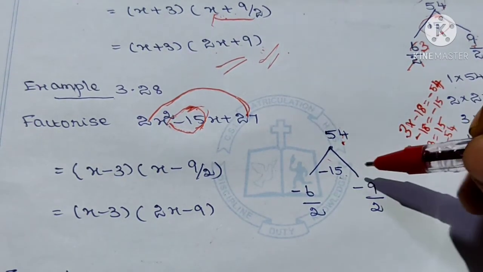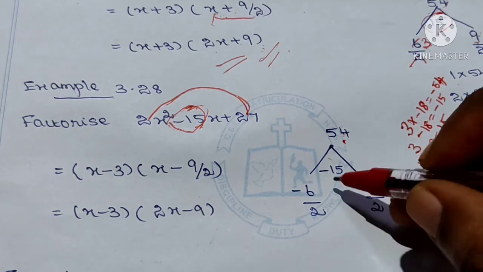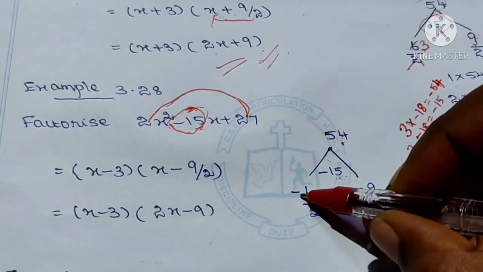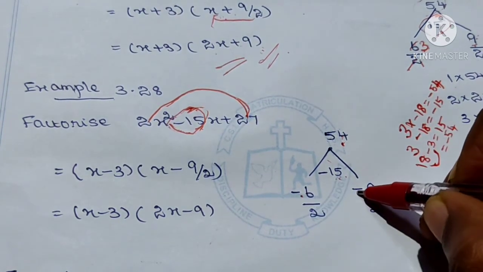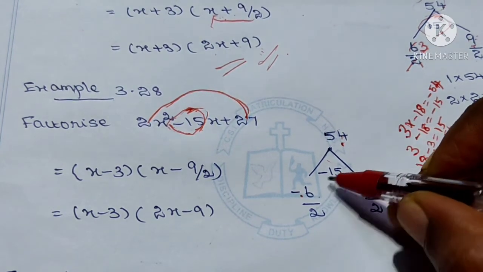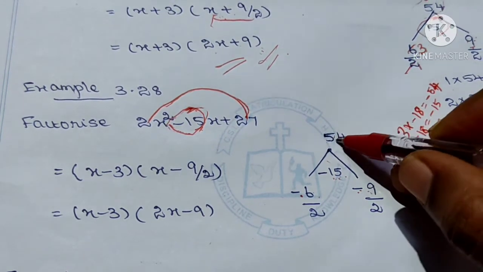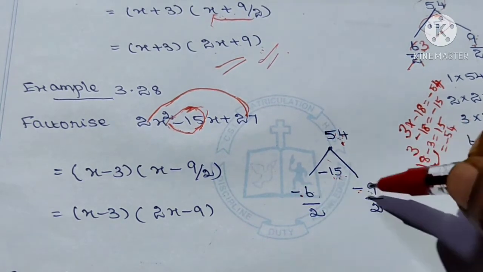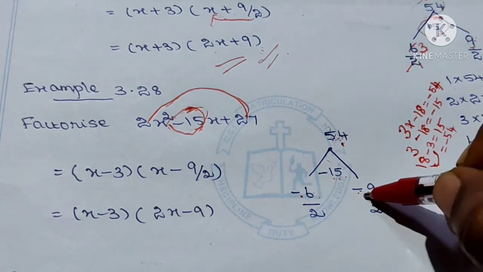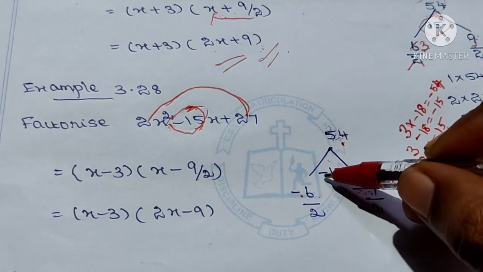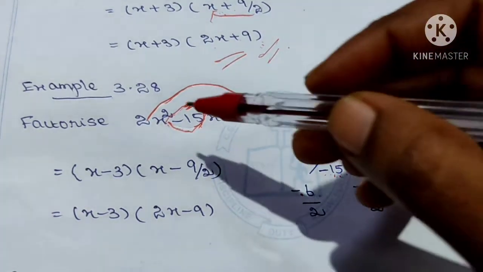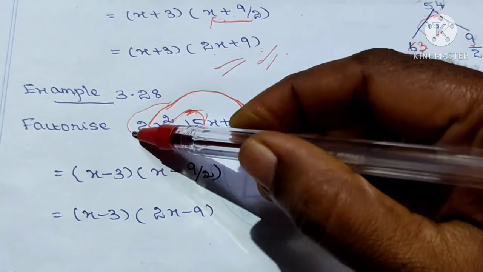Minus 15. The same numbers, you select 9 and 6, but you want minus 15. So here you write a negative sign, and for this number also you write a negative sign. Then we get the addition as minus 15 and the multiplication as 54, because minus into minus gives plus 54. And the addition of minus 6 and minus 9 gives minus 15.